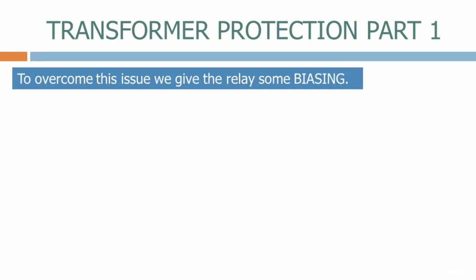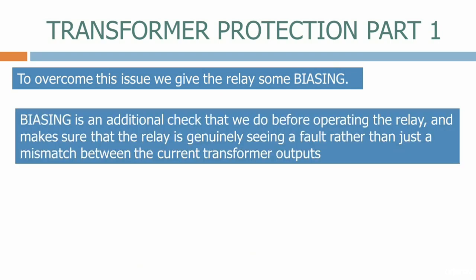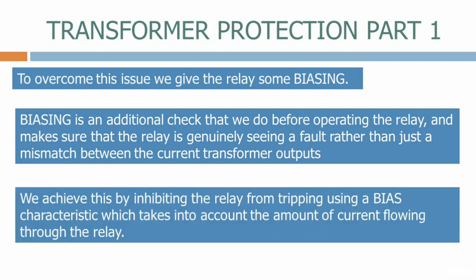To overcome this issue, we give the relay some biasing. Biasing is an additional check that we do before operating the relay, and make sure that the relay is genuinely seeing a fault rather than just a mismatch between the current transformer outputs. We achieve this by inhibiting the relay from tripping using a bias characteristic, which takes into account the amount of current flowing through the relay.